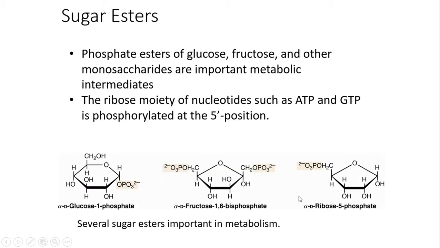Sugar esters. So these are phosphate esters of glucose, fructose, and other monosaccharides that are metabolic intermediates. So we're going to see these in some of our pathways, and actually coming up after your second exam, we'll start discussion of glycolysis, in which we'll see glucose 1-phosphate and alpha-D fructose 1,6-bisphosphate. So these are very important in metabolic pathways. And you'll see that we have these phosphate groups that have been substituted here. So remember, this is an ester.